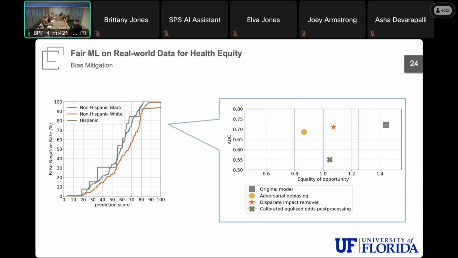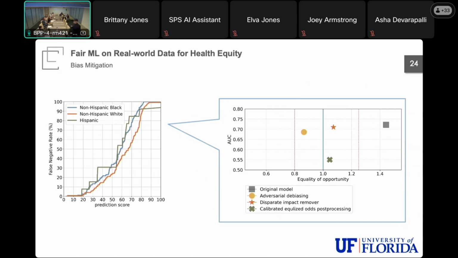We use the equality of opportunity, which is the false negative rate ratio, to evaluate the bias of this model, and we consider the metric between 0.8 and 1.25 as statistically fair, which means the area between these two lines. And you can see the original model is outside of this area. The equality of opportunity is larger than 1.4.